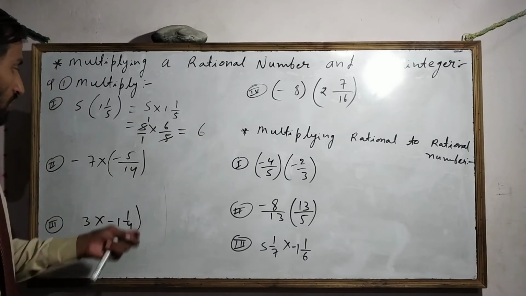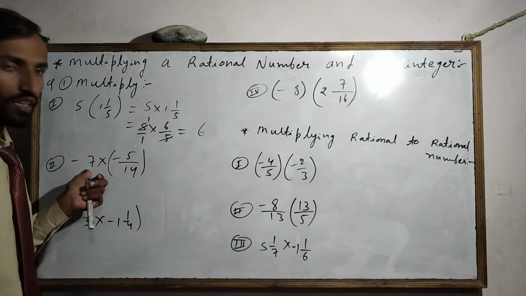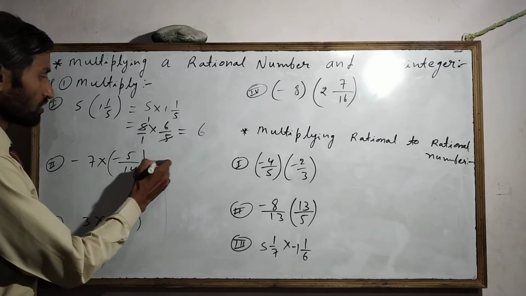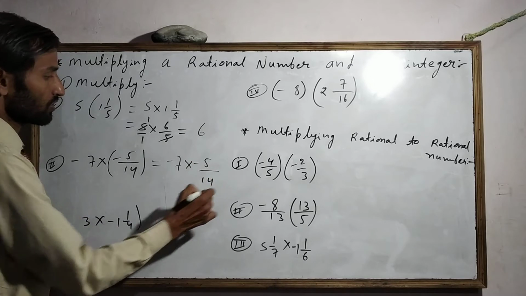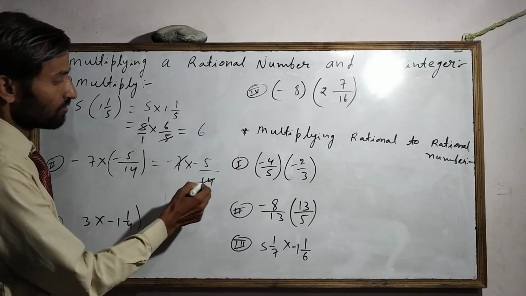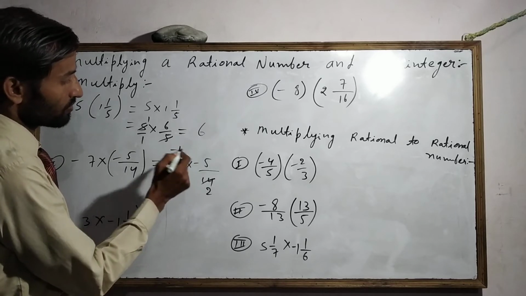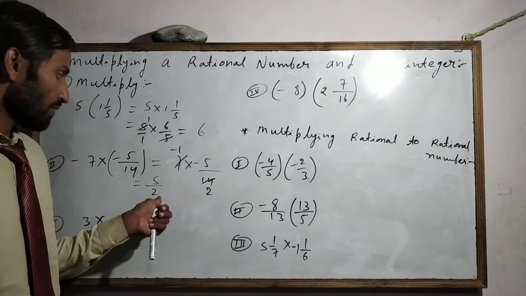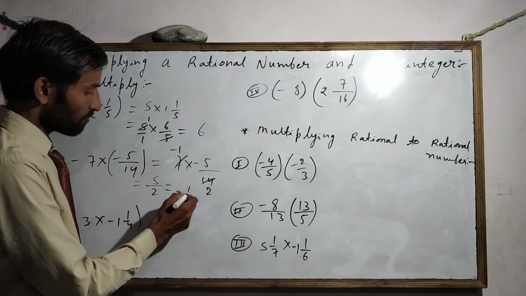Now similarly you have to follow here also. You see both are negative. Here the integer is negative and the rational number is also negative, and in between a small bracket is there. First of all, remove the small bracket: minus 7 into minus 5 upon 14. Then we can cancel 7 and 14: 7 2 is 14. This one is minus 1, so minus and minus 5 will give plus. So 5 upon 2 will come. Since the numerator is greater, if you want to convert into a mixed fraction, it will come 2 1 upon 2 as the answer.